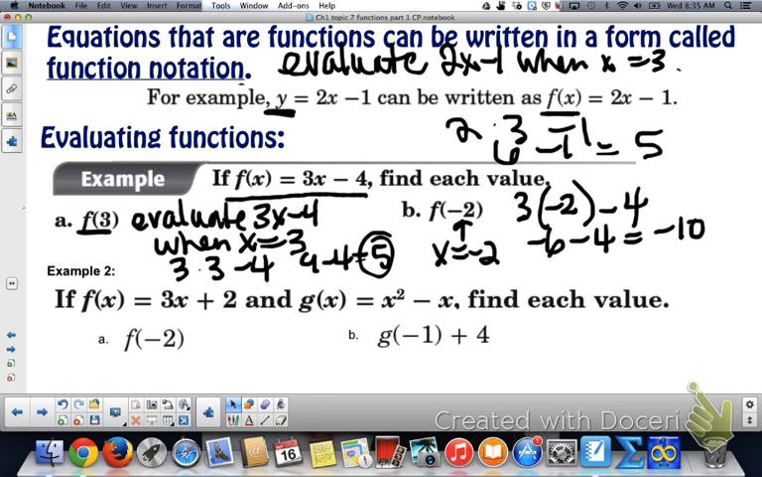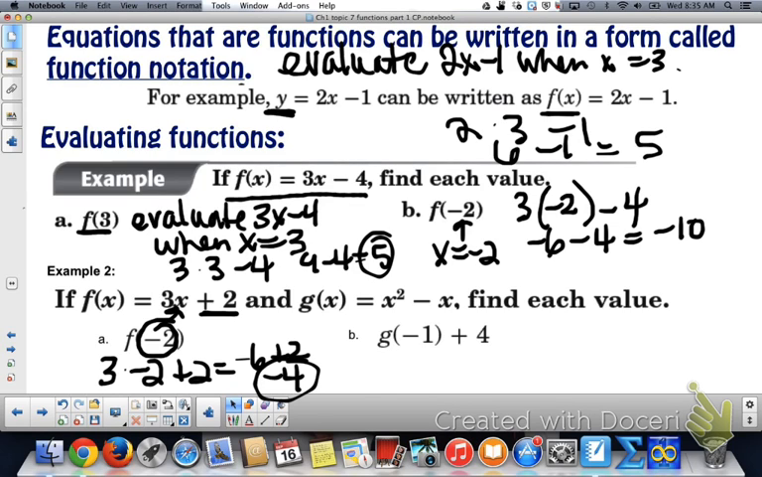Okay. The next one, example 2. If f of x equals 3x plus 2, part A, find f of negative 2. Okay, so again, this part right here, that goes in for x. Whatever is in that parentheses goes in for x. So you have 3 times negative 2 plus 2, because you got to finish out the rest. 3 times negative 2 is negative 6, plus 2 is negative 4.